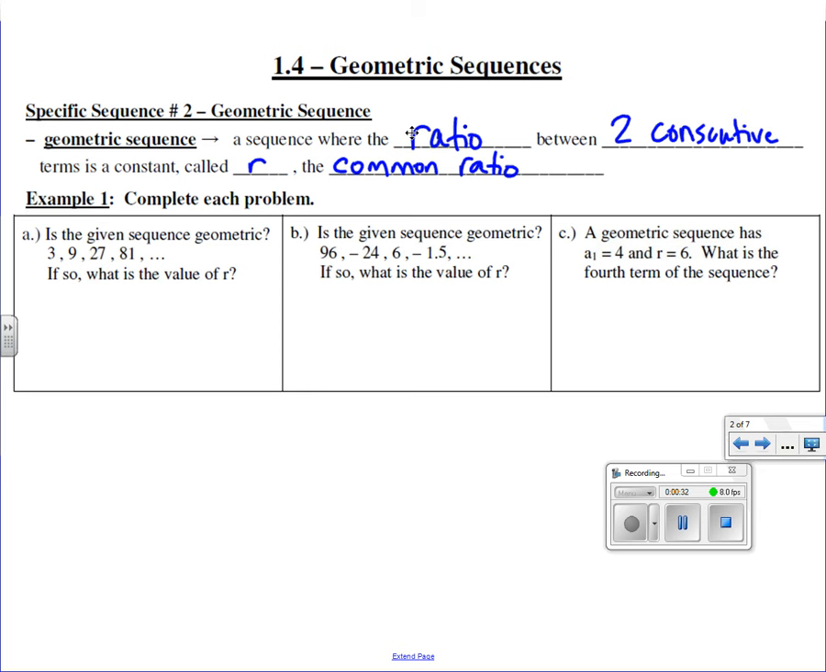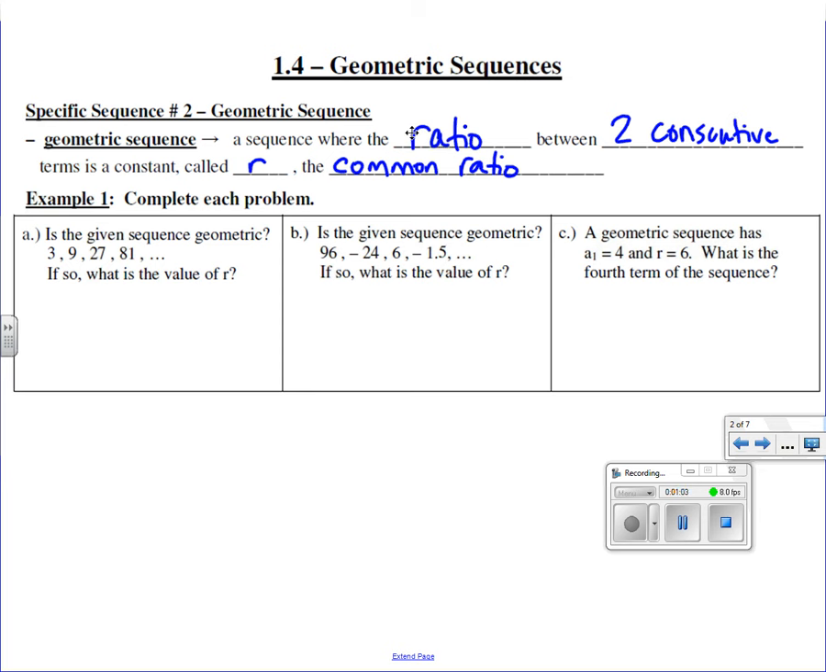So the big difference here is that in arithmetic, we had a common difference. And what does difference mean to do? Subtract. And so that's what we were doing with arithmetic. We were subtracting to find out what the difference was. Today we're going to be doing geometric, which has a common ratio. Does anybody remember how you get a ratio in math? Divide. So to get a ratio, you're going to divide. So let me show you what that looks like.